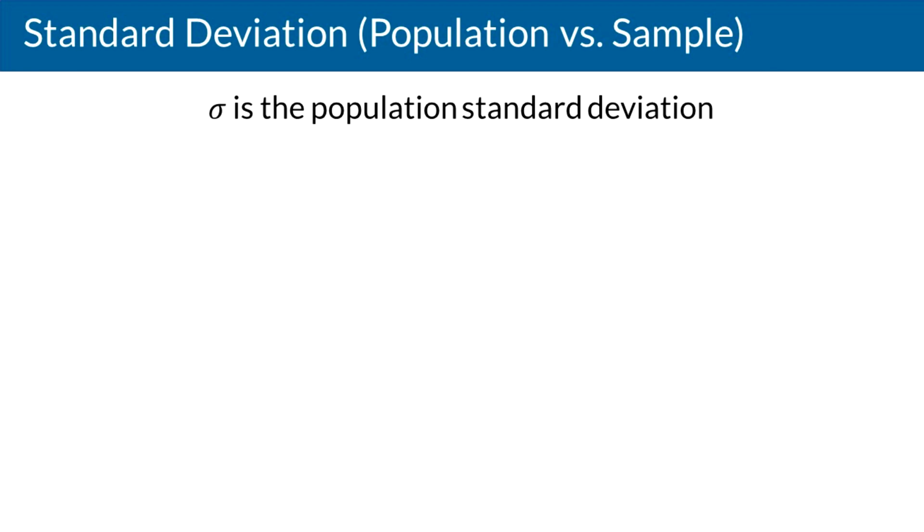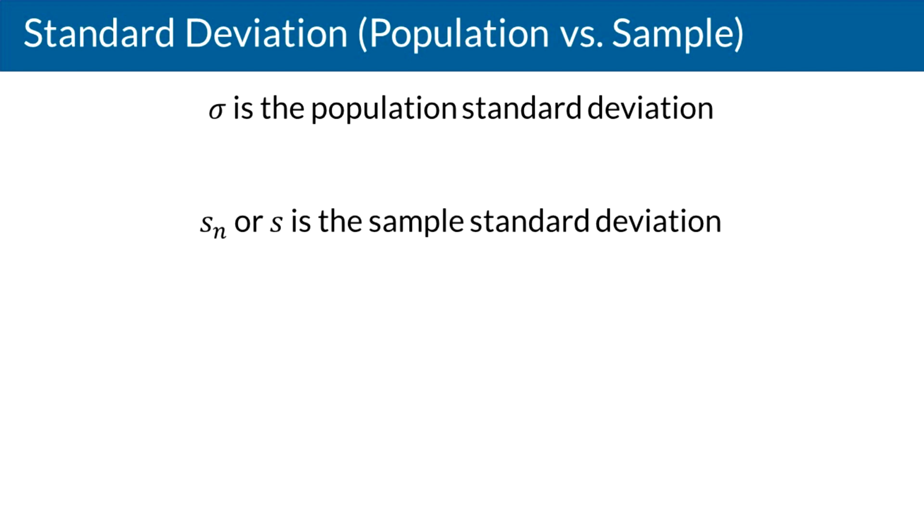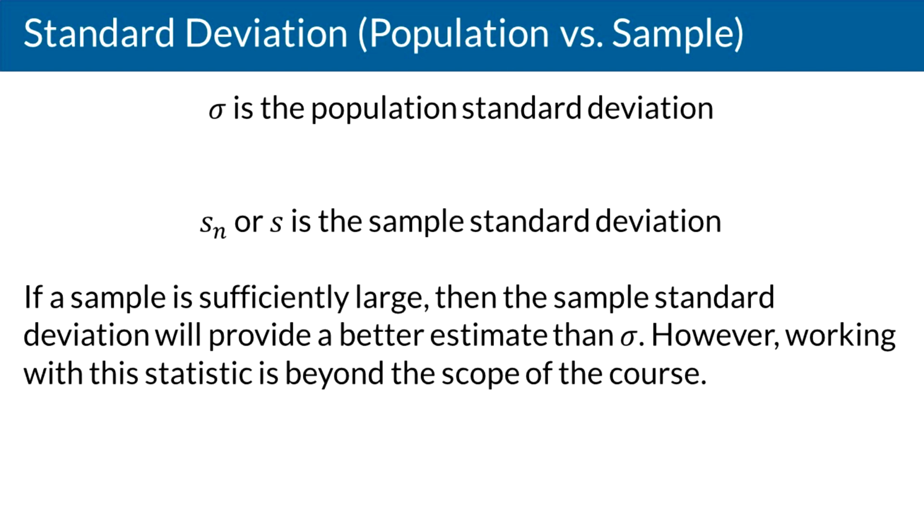The sigma value is an estimate for the population. S, or sometimes written S sub n, is the sample standard deviation. If a sample is sufficiently large, then that sample standard deviation S will provide a better estimate than sigma. However, for our purposes in this course, we will not be using S when we calculate standard deviation. While being knowledgeable about the differences is helpful, you will never actually have to use S, the sample standard deviation, in practice.